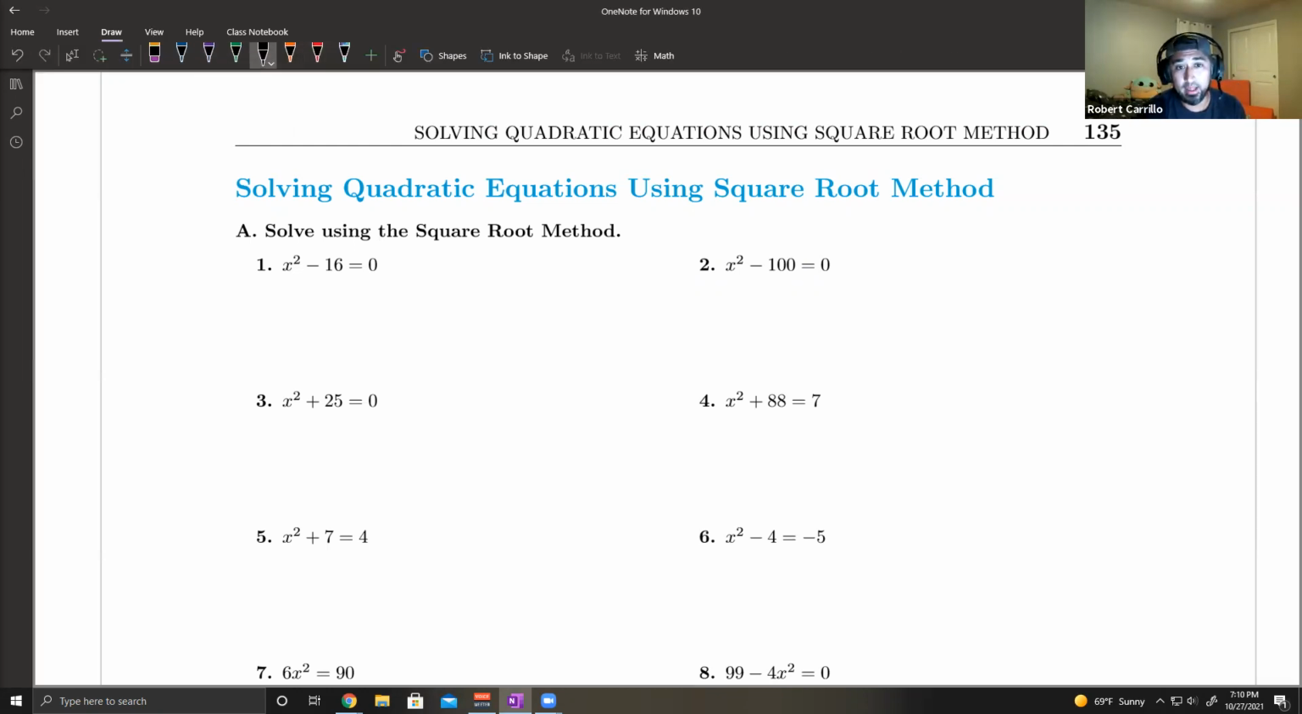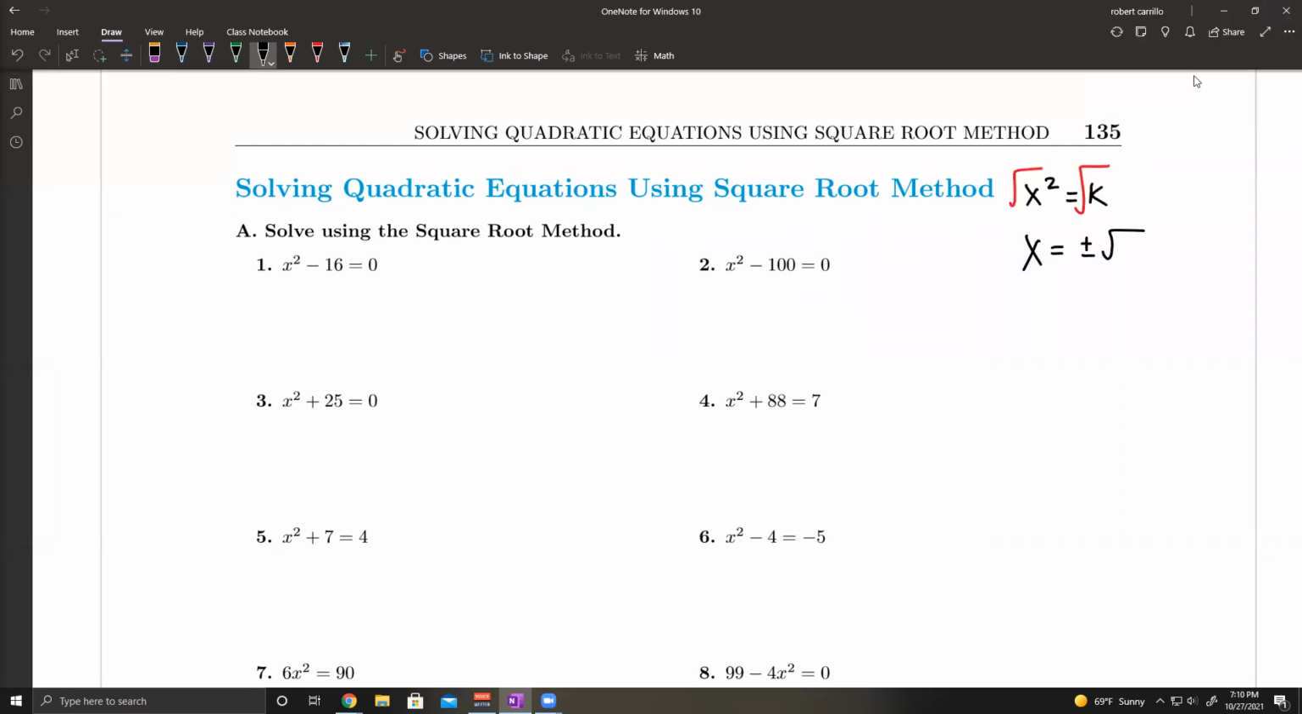So the way the square root method works is, let's say if I have x squared equal to some number k, in order to solve for x, I would square root both sides, and I would get x equals plus and minus the square root of k. So whenever you use the square root method, you get two answers. You get a positive answer and you get a negative answer.